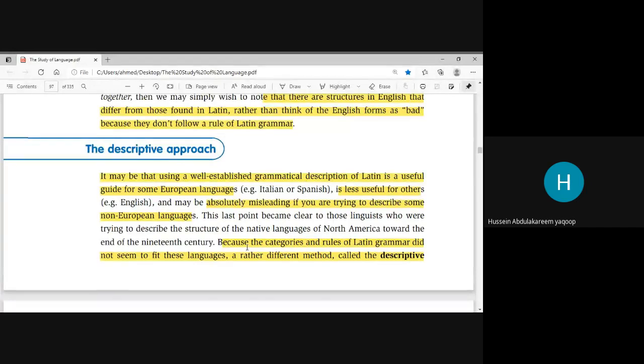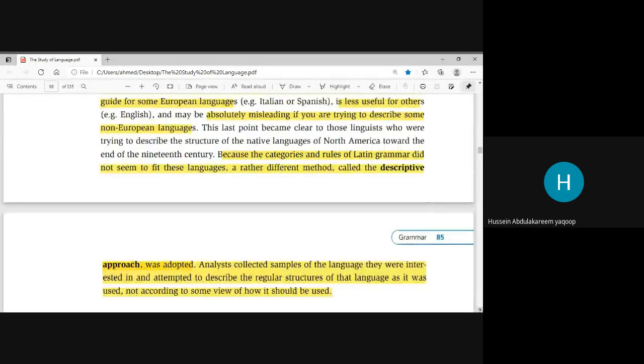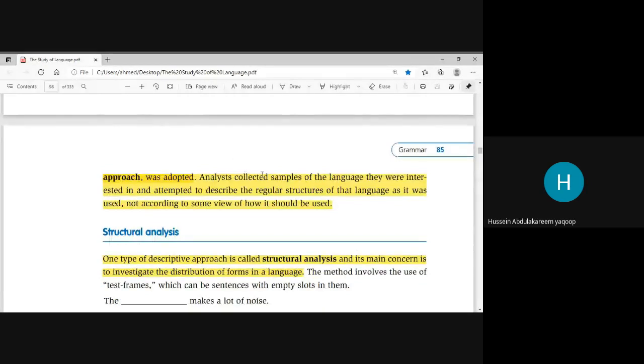Now, you see, the categories and rules of Latin grammar did not seem to fit these languages, not only English, but this is also applicable to Italian and Spanish. So now we have what is called the descriptive approach, and the adaptation of this one seems to fit the present use of language. Also, we have some analysts who collected samples of language and attempted to describe the regular structures. The regular structures means the commonly used structure of sentences in the language, as it was used, not according to some view of how it should be.